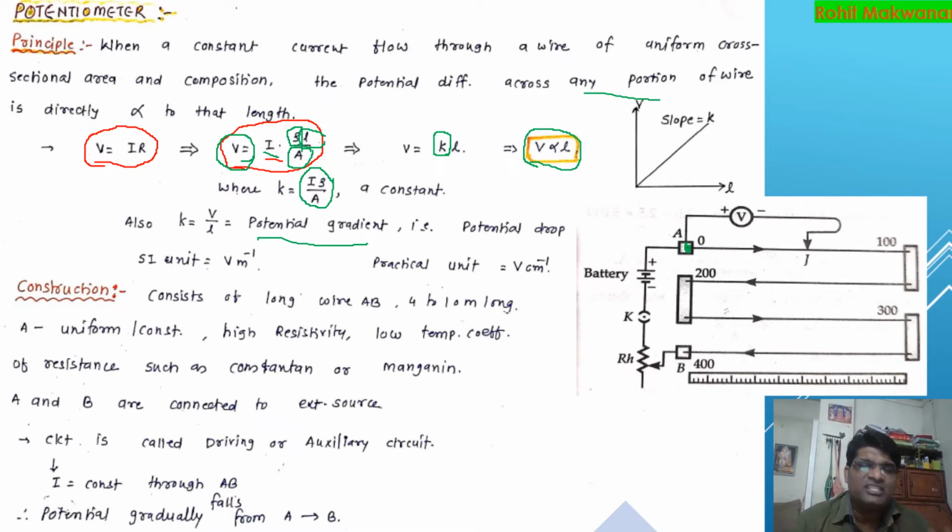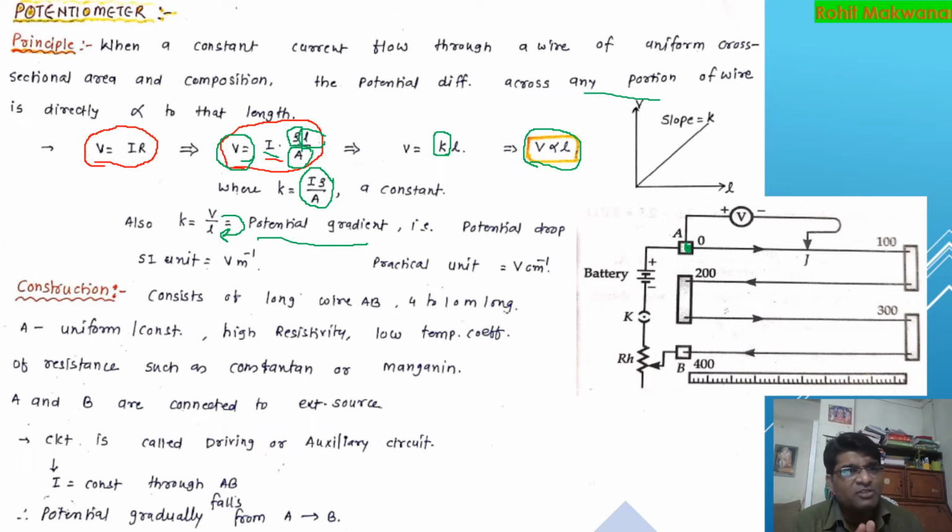that when something changes with distance, then you use the word gradient. So here potential is changing with the length, so we have used the words potential gradient. So K is equal to V by L, or you can simply say it is the potential drop for the given length. The unit of K is volt per meter. That's the SI unit, but in practicals we mostly use volt per centimeter. So that is the principle of the potentiometer.